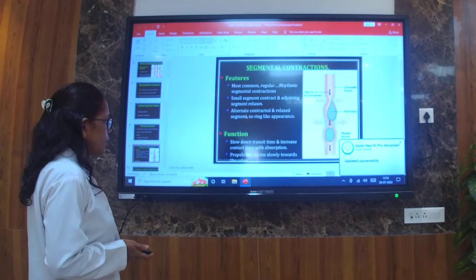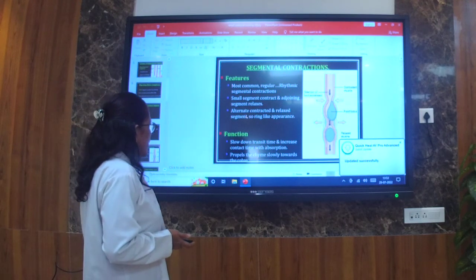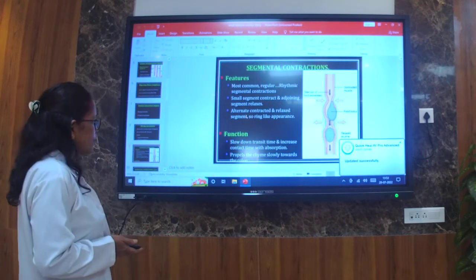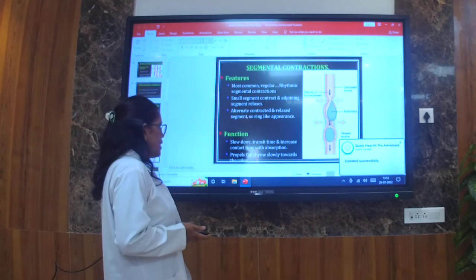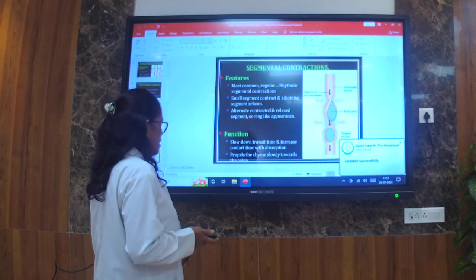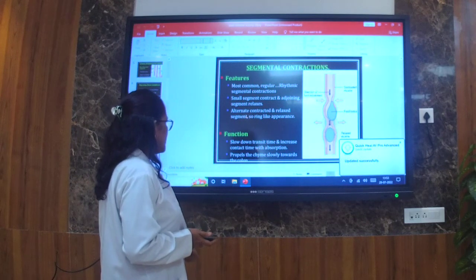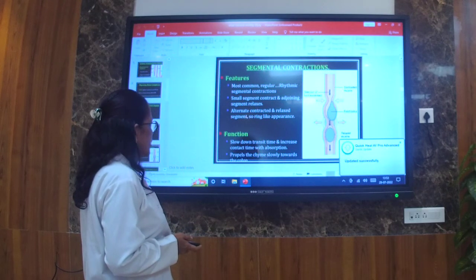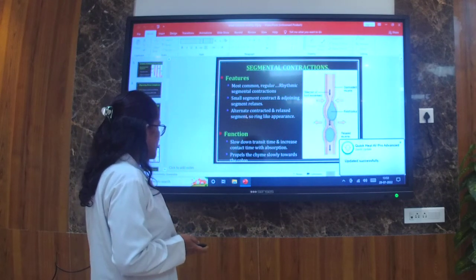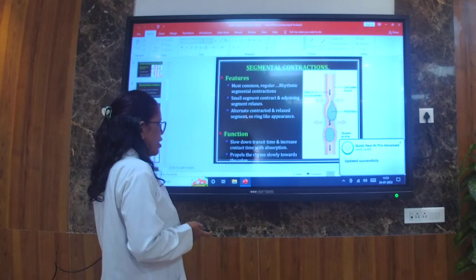How is it helpful? It slows down transit time and increases the contact time for absorption. So at the ileal part, absorption increases, and it propels the chyme slowly towards the colon. Because of this segmentation, it propels the chyme or bolus slowly towards the colon.